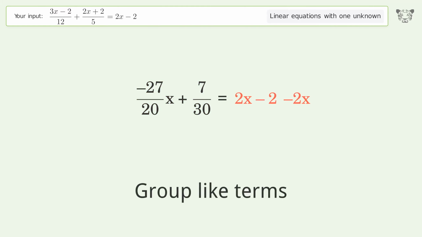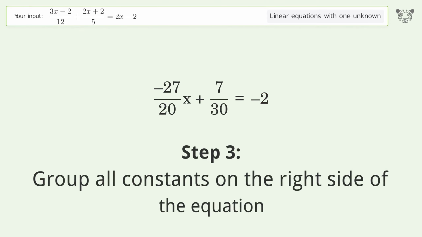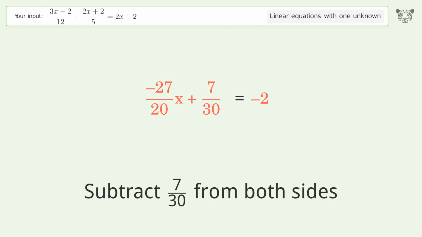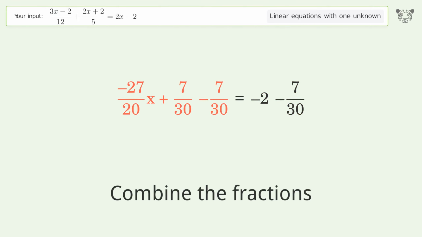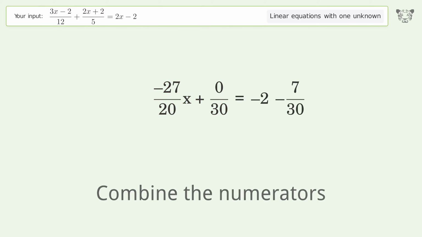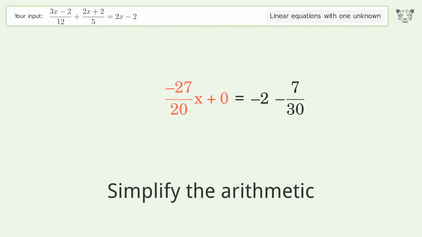Group like terms. Simplify the arithmetic. Group all constants on the right side of the equation. Subtract 7/30 from both sides. Combine the fractions. Combine the numerators. Reduce the zero numerator. Simplify the arithmetic.